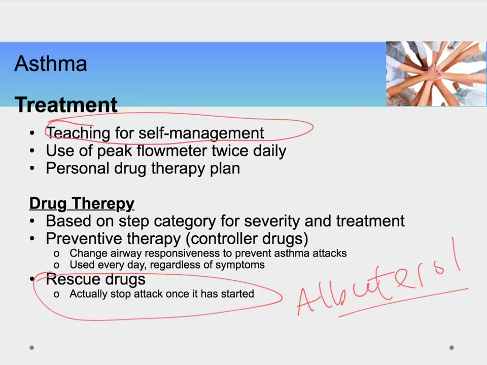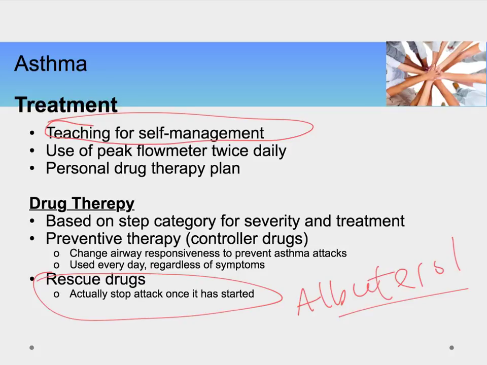Fluticasone, I can't even say these. Flovent is the brand name of a very common inhaled steroid. Usually the generic names end in SONE. Prednisone, we know, is a steroid, and a lot of the inhaled steroids end in SONE as well. So fluticasone is one of them, and you'll find that a lot of them end in that SONE.